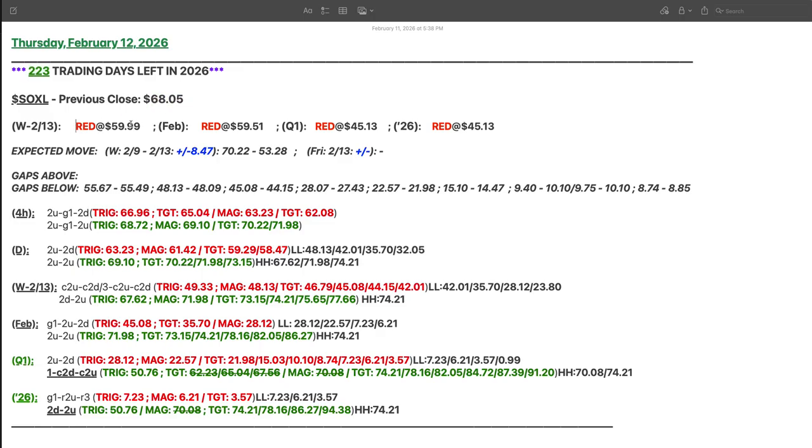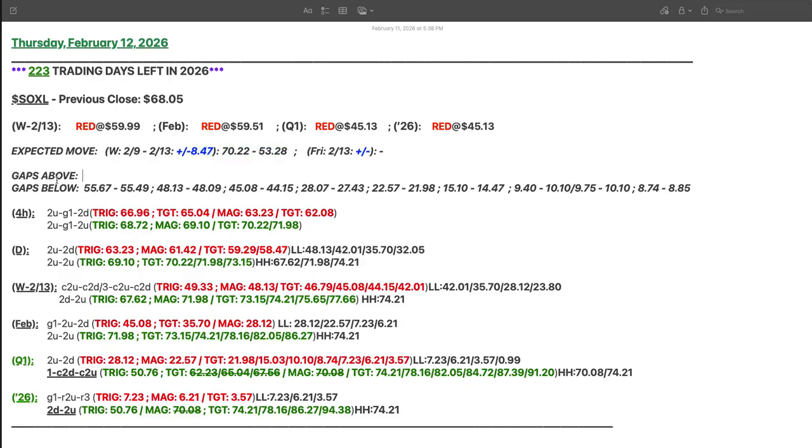We know that the week flips red at 59.99. The month flips red at 59.51, and we've got to get down to 45.13 to flip the quarter and the year red. So we've got full time frame continuity to the upside. Week, month, quarter, and year are all green. We know that the market maker's expected move is plus or minus $8.47 from the close price on Friday, giving us an expected range of 70.22 to 53.28.